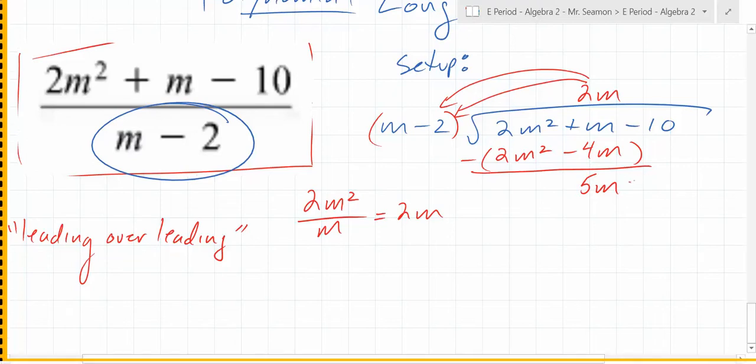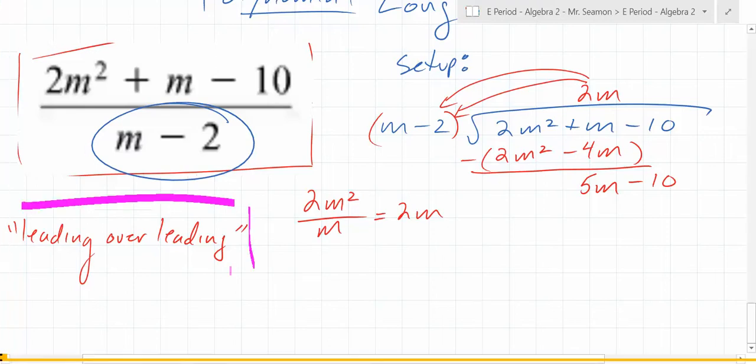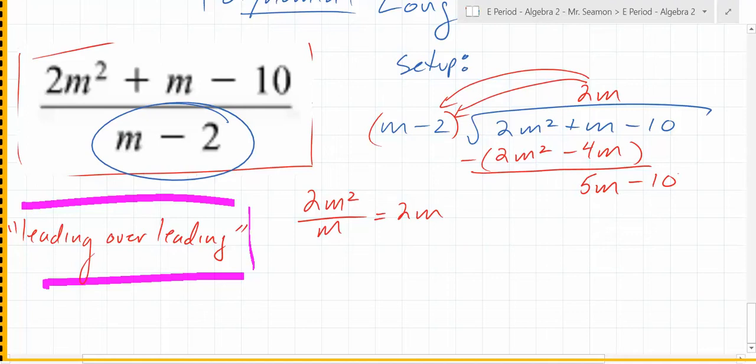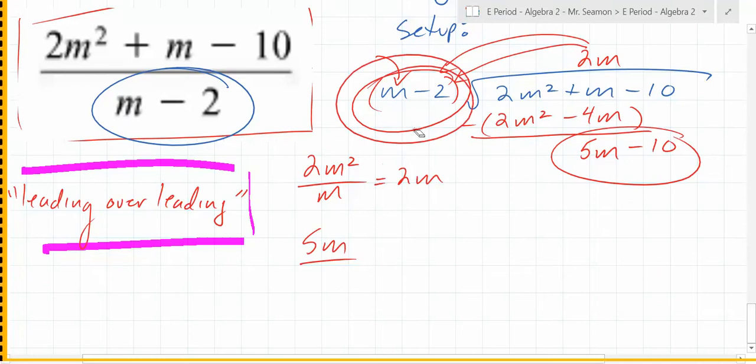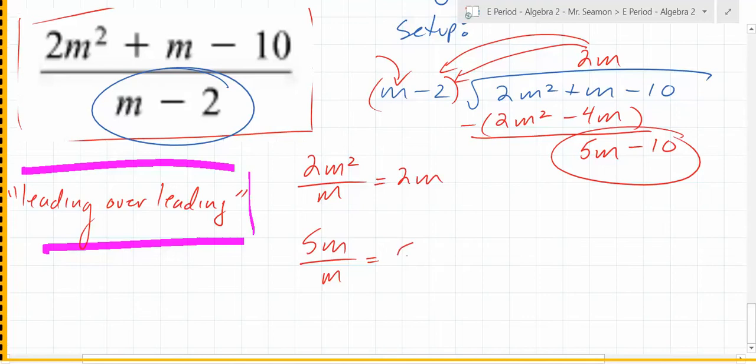It's the same process. Okay, now we're back to the phrase. What's the phrase you have to remember, everybody? Leading over leading. What's the new leading term right here? 5m. This leading term stays the same. What's the leading term right there? Just m. What's 5m over m? 5. The m's cancel.